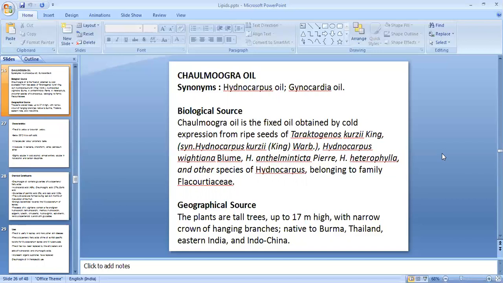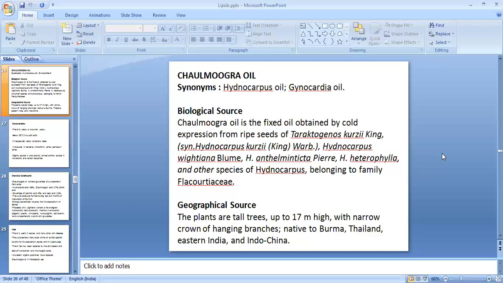Biological source: it consists of the fixed oil obtained by cold expression from the ripe seeds of Taraktogenos kurzii, or Hydnocarpus kurzii, and also from Hydnocarpus wightiana, Hydnocarpus anthelmintica, Hydnocarpus heterophylla, and other species of Hydnocarpus belonging to the family Flacourtiaceae.